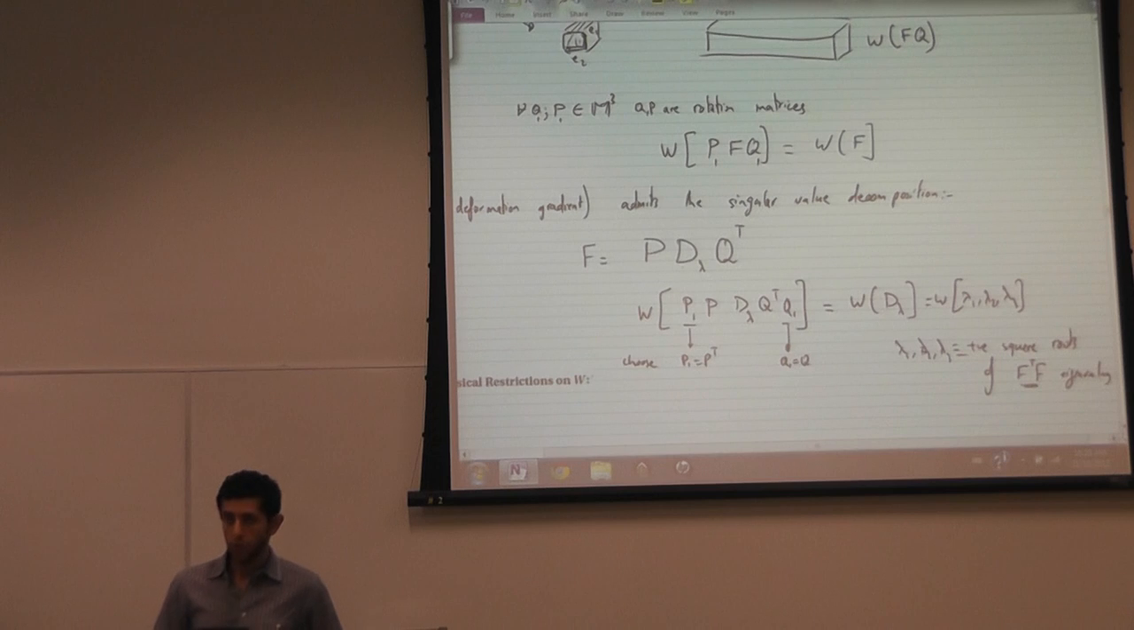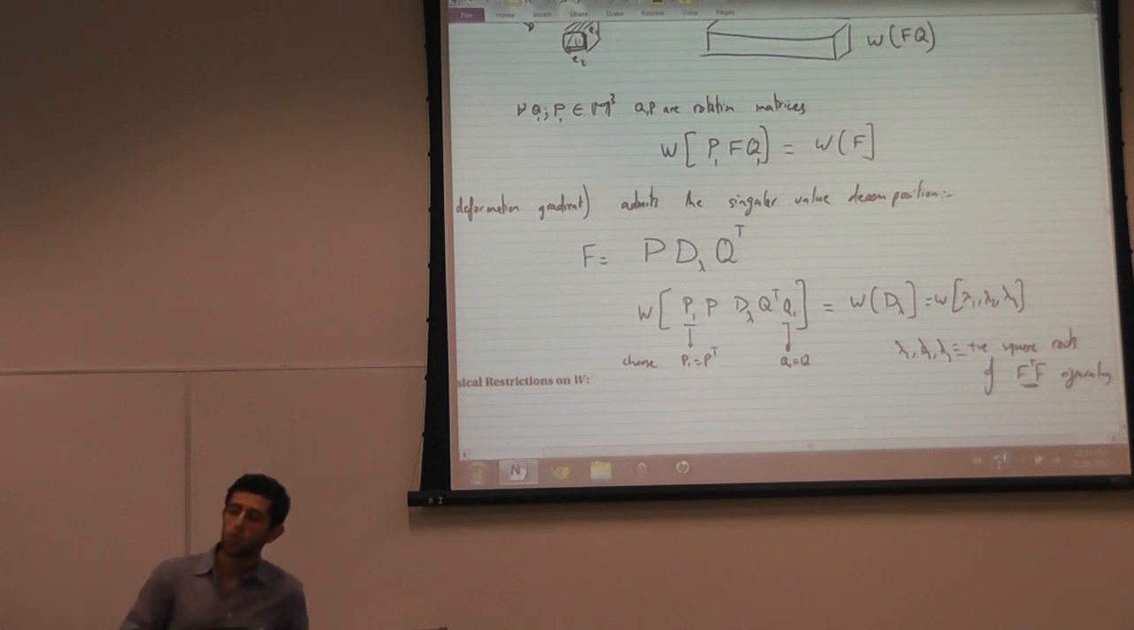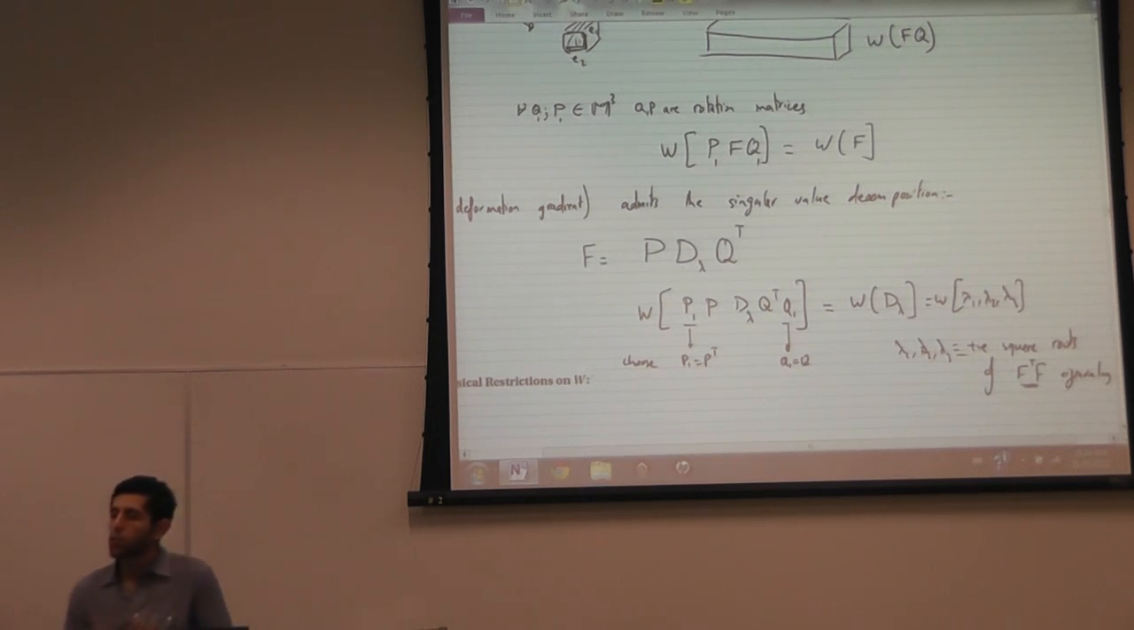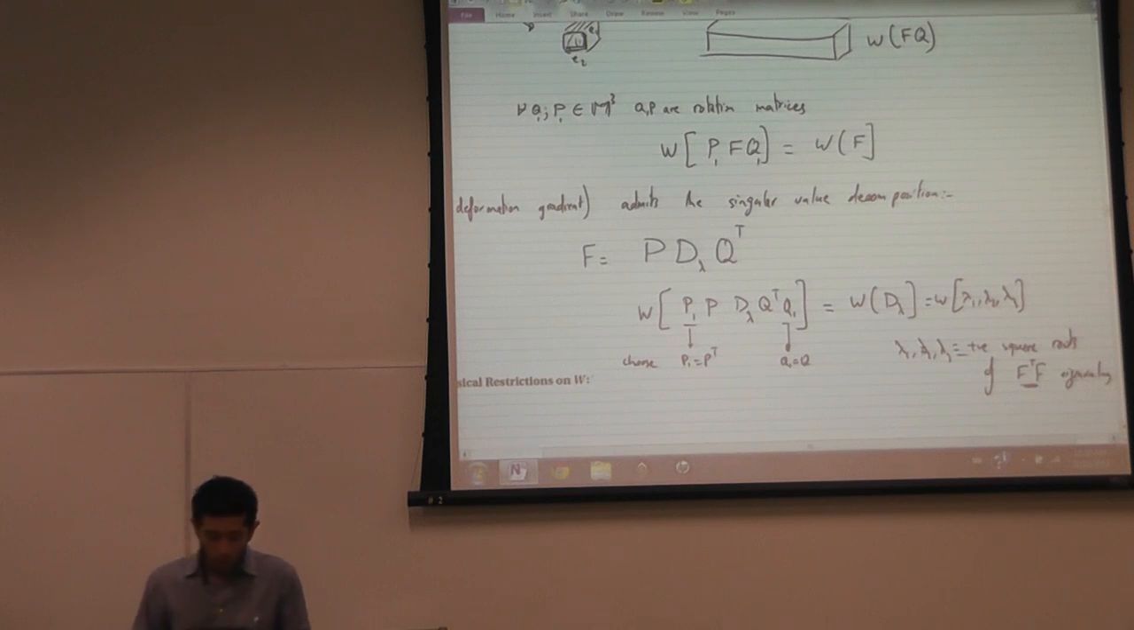So we talked about F transpose F. F transpose F is a positive definite symmetric matrix, so it has to have positive eigenvalues. Because it has positive eigenvalues, I can take the square roots of those positive eigenvalues, and these are what we call the singular values of F, and these are the principal stretches of the matrix. So lambda 1, lambda 2, lambda 3 define the three principal stretches of the matrix.